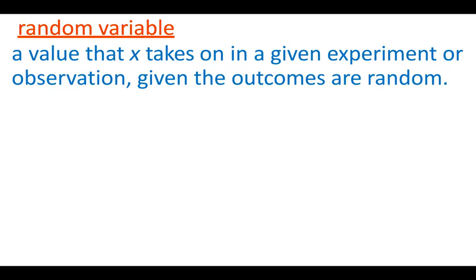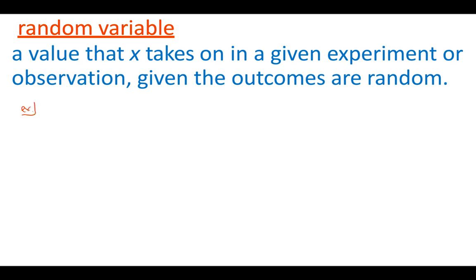So first thing that we're going to start with is called a random variable. A random variable concept is a little bit confusing, but it's basically any value that x can take. x is just our variable. Don't think of this like the algebra type of variable. It's a little bit different than an algebra variable, but it's a value that x can take on in a given experiment or observation, given that the outcomes of this experiment or observation are random. For instance, let's have an example here.